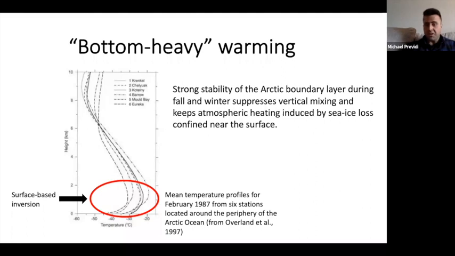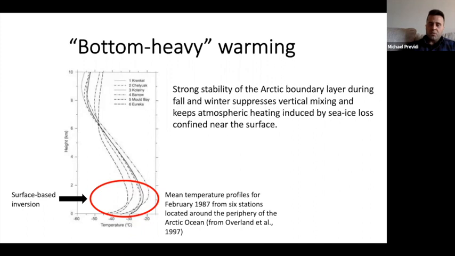This is the area that's nearest the surface. And as you move up over the lowest couple of kilometers of the atmosphere, the temperature actually gets warmer, which is not the typical situation. Usually as we move up in the atmosphere, it gets colder. But over the Arctic in the cold season, it's actually the opposite. And we have an inversion. The temperature increases as we move up in the atmosphere.